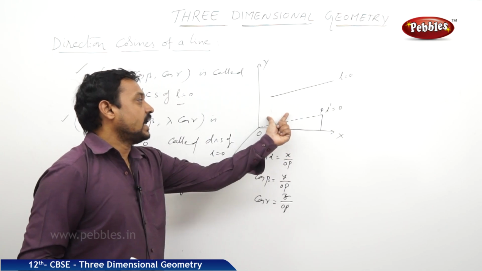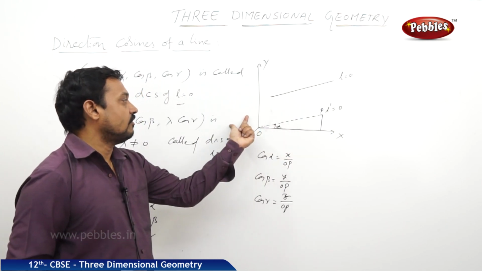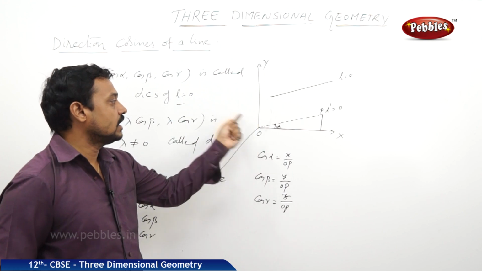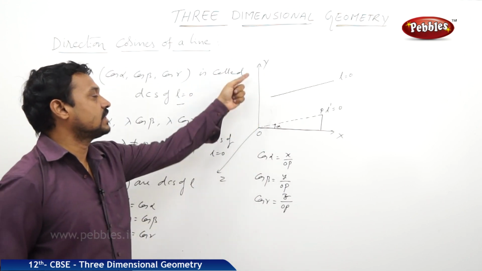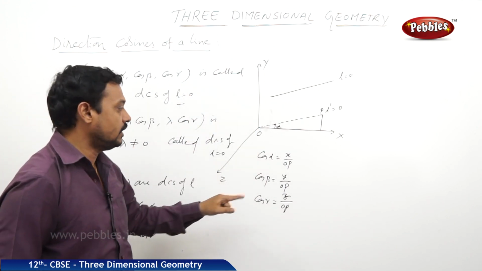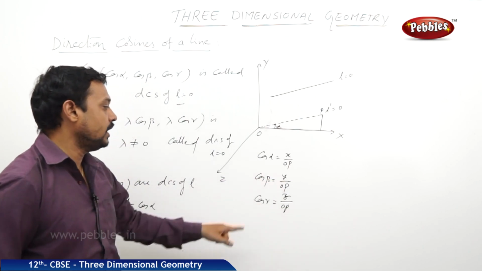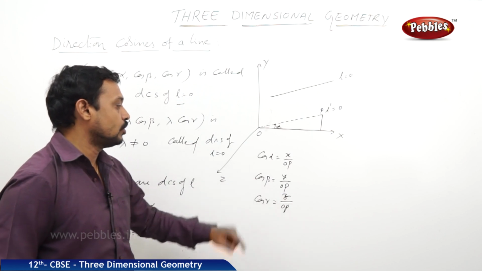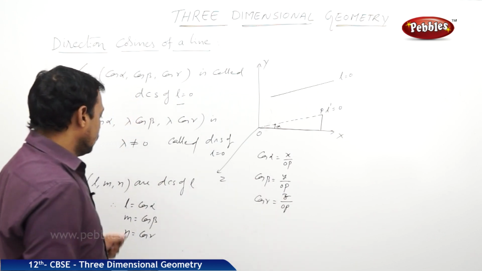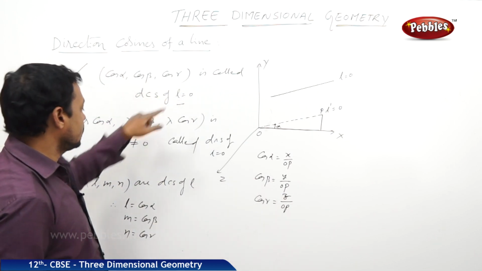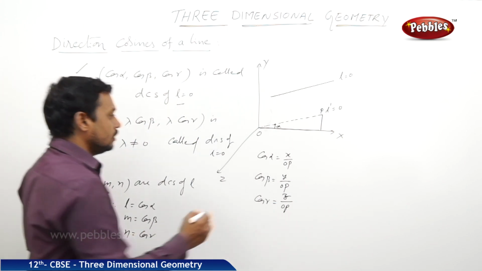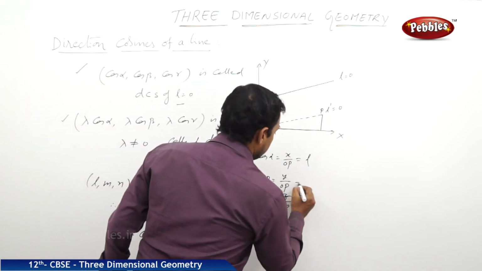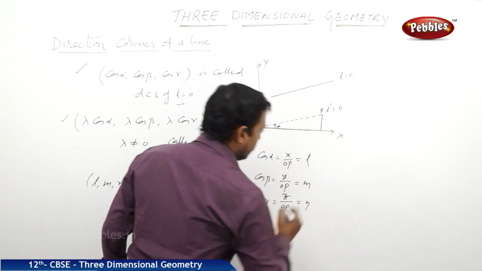If this line makes a beta angle with the y-axis, then you could get another right angle triangle with respect to the y-axis. From that, cos beta is equal to y by OP. Similarly, with respect to the z-axis, cos gamma is equal to z by OP. But generally the direction cosines are represented by L, M, N. Therefore, this is L, this is M, and this is N.